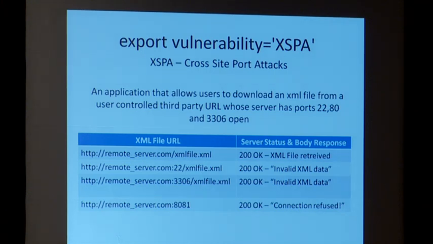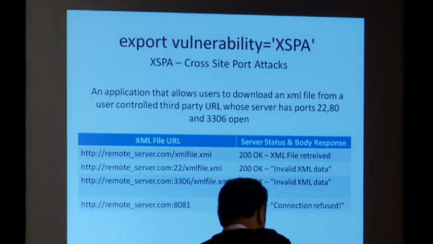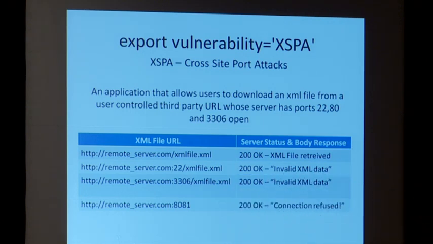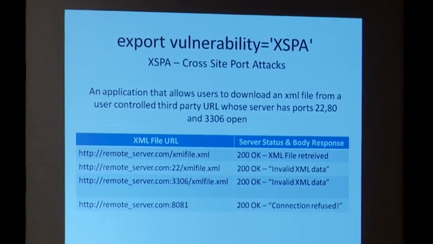Let's take an example. Say there is an application which is expected to fetch an XML file from a remote server. So when you say remote_server.com/file.xml, the server status and body response that you receive is a 200 OK, and the XML file is actually retrieved. When you specify :22, now obviously there's no HTTP service running on :22. It says the server status is 200 OK, but it says invalid XML data. When you say :3306, it says invalid XML data. And when you say 8081, it says connection refused.